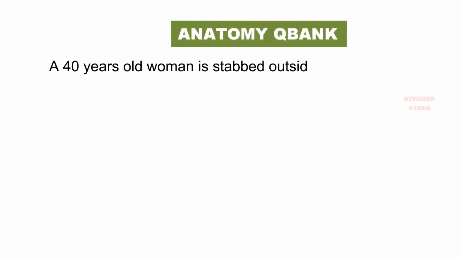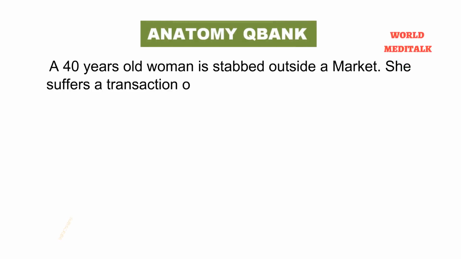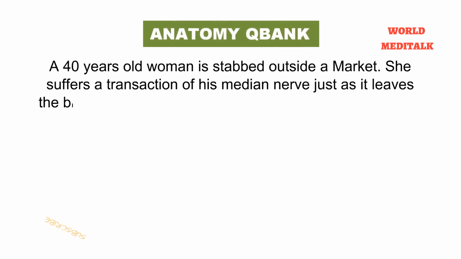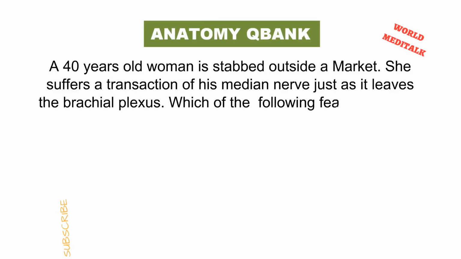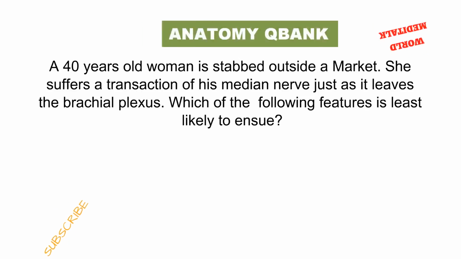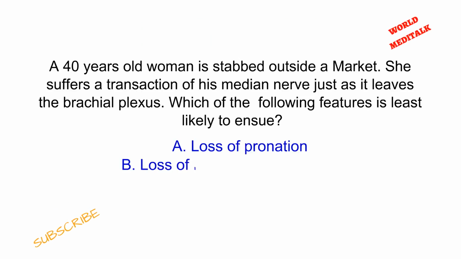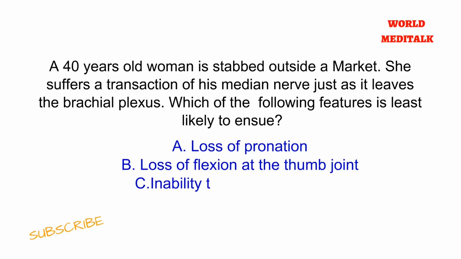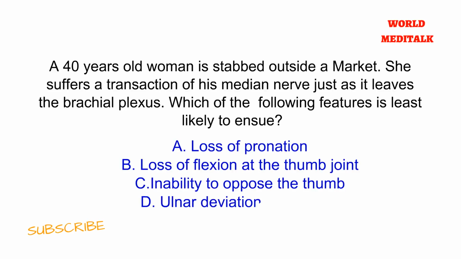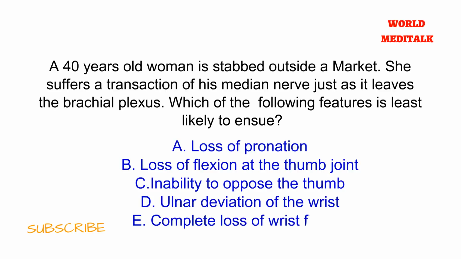A 40-year-old woman stepped outside a market. She suffers a transection of her median nerve just as it leaves the brachial plexus. Which of the following features is least likely to ensue? Loss of pronation, loss of flexion at the thumb joint, inability to oppose the thumb, ulnar deviation of the wrist, complete loss of wrist flexion.